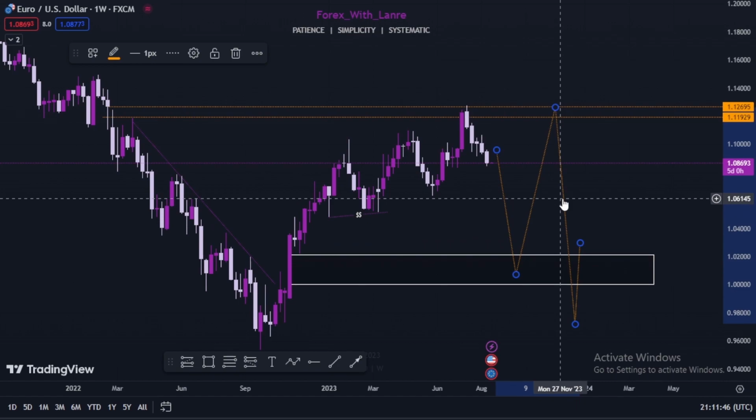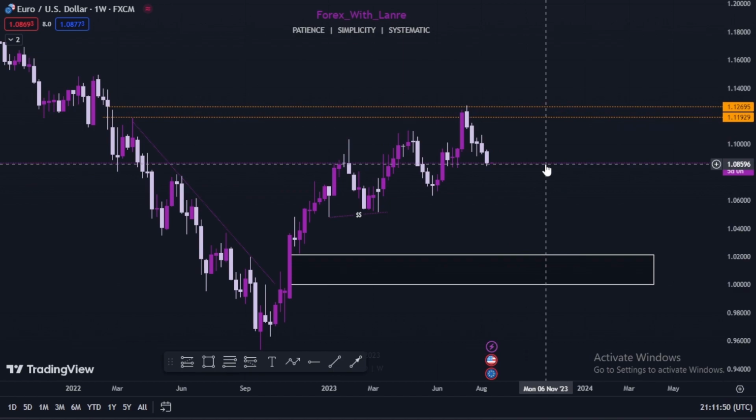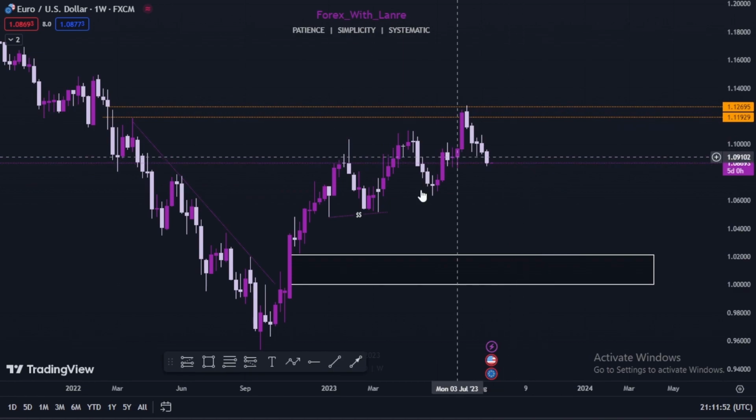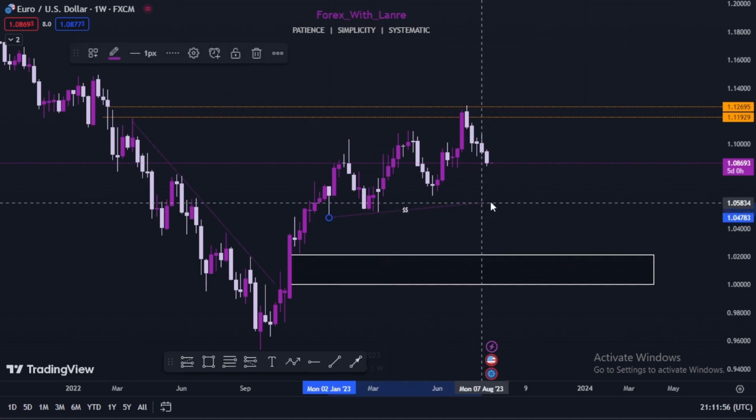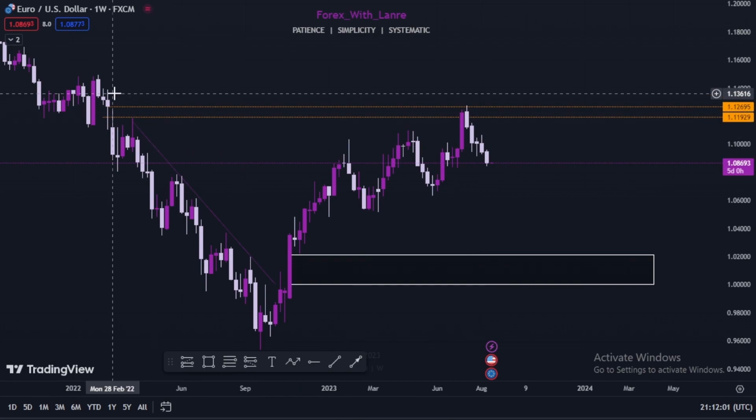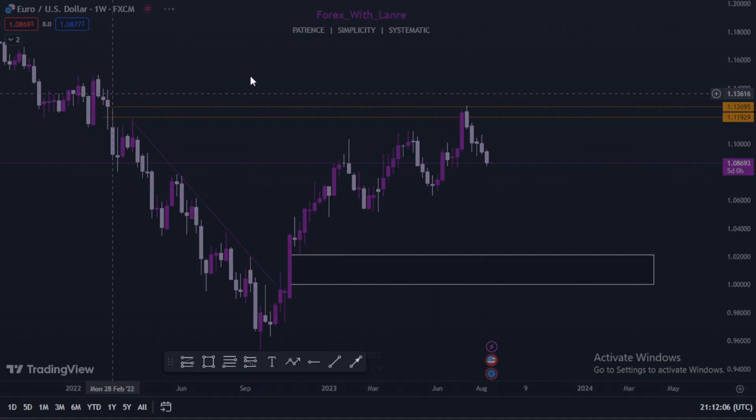So just trying to get our directional bias, but right now, for all that I could see on the weekly, price might be drawn to this, clearing this liquidity below here, and also based on what we could see on the daily time frame. So let's head straight to that for a clearer picture of what we could see on the daily time frame.